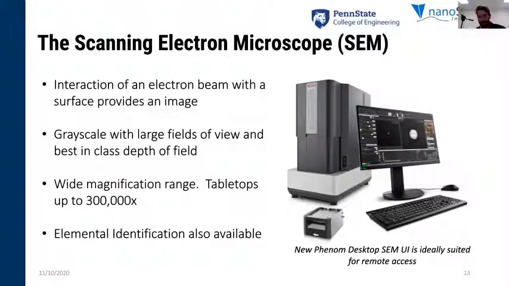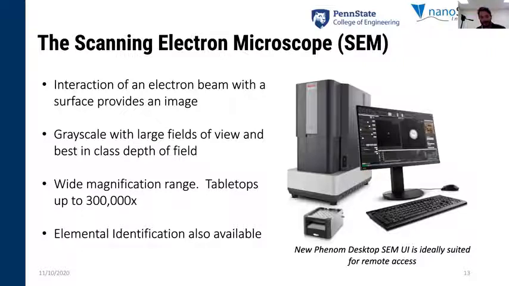I'm going to show you both of these in real time shortly. It's very easy to do this. It may sound complex, but it's actually very, very simple. We get grayscale images with large fields of view and best-in-class depth of field. This is one of the biggest benefits of the scanning electron microscope as a technology. Anyone that's ever seen an SEM image knows it almost appears 3D because the depth of field is so large. We also get a much higher magnification on an SEM.